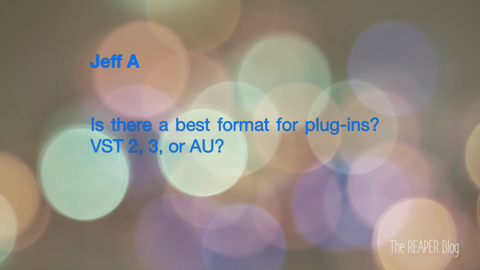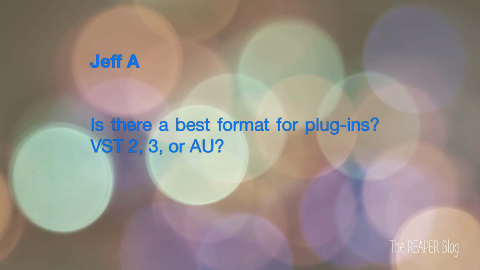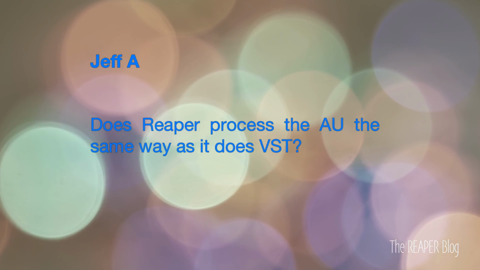Next question comes from Jeff A. Is there a best format for plugins, VST2, 3, or audio unit? Does Reaper process the audio units the same as VSTs? I mostly use VST2. There are a few plugins that will only be at their best with the VST3 version. There's certain functions that are only available in the VST3 version. Most of the time they're exactly the same, but then some things like sidechaining or auto-detecting the number of inputs or a few other things are only available in the VST3 versions.